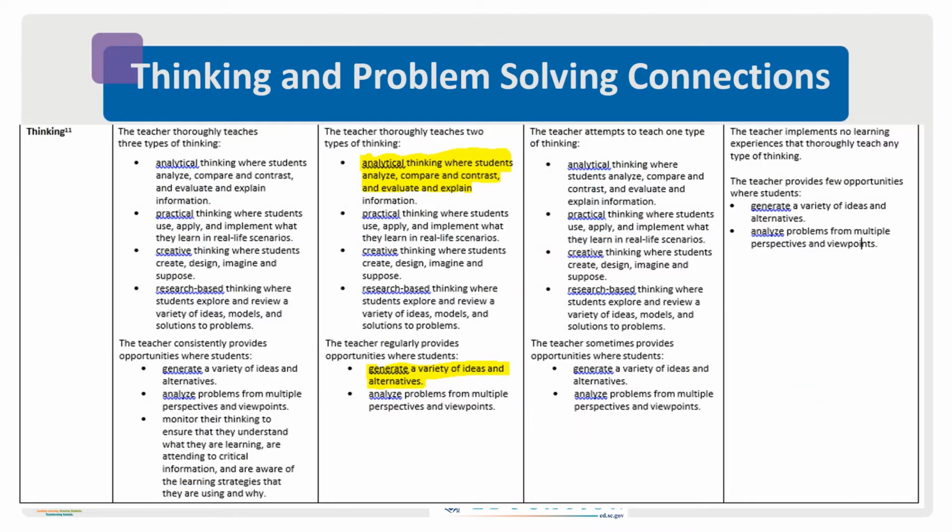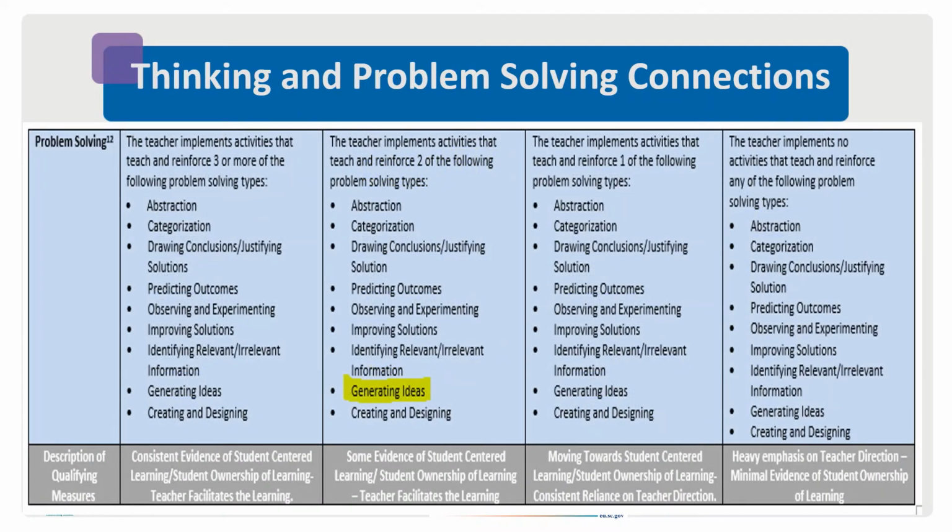On this screen, you see the thinking indicator and its descriptors. Looking at the proficient column, I can match the highlighted descriptors to a descriptor in the problem-solving indicator. Now you see on the screen the problem-solving indicator and its descriptors. I highlighted the descriptor generating ideas. This is how it connects to the indicator thinking in the previous slide.